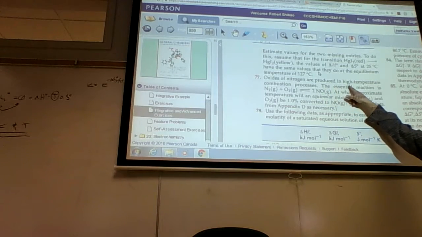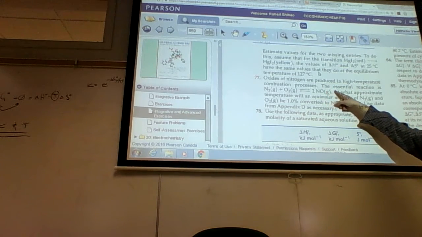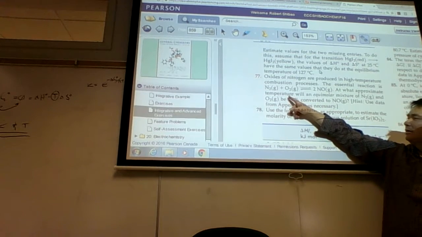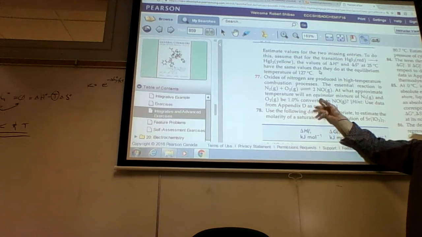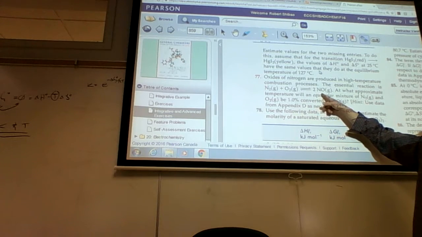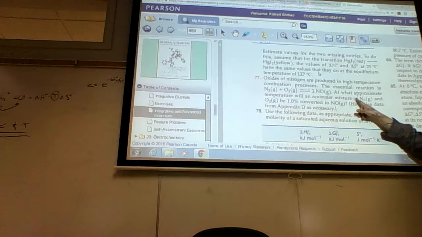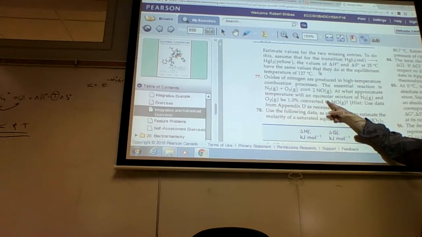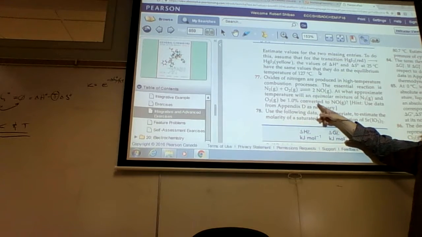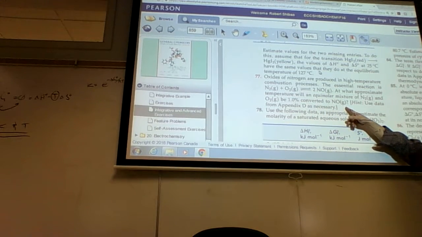Oxides of nitrogen are produced in high temperature combustion processes. The essential reaction is N2 plus O2. So this is an unlikely reaction, but at high temperatures and high pressures, this reaction can be made to go. Nitrogen and oxygen will react to form NO gas. At what approximate temperature will an equal molar mixture of N2 and O2 be 1.0% converted to NO gas?